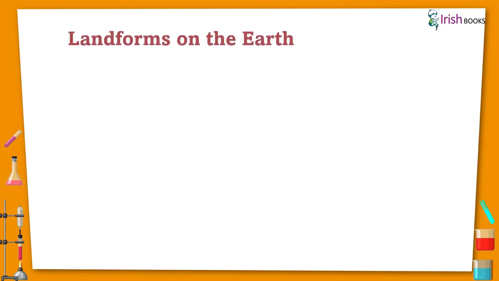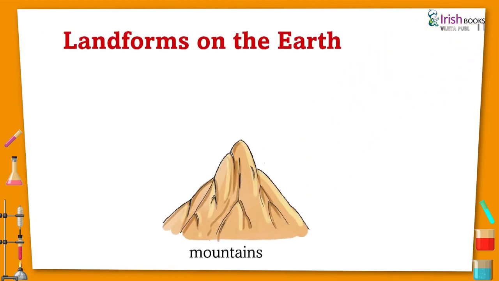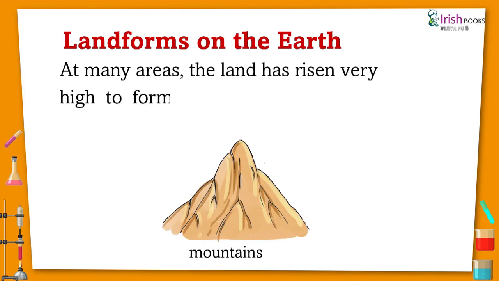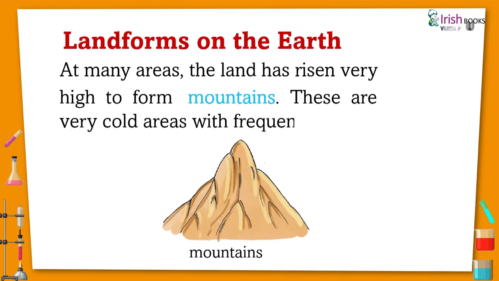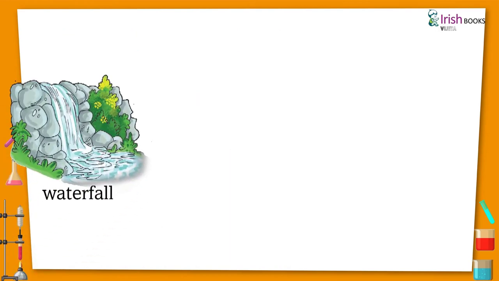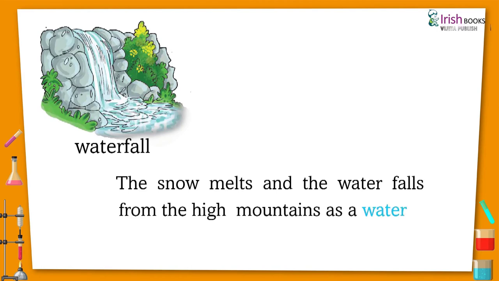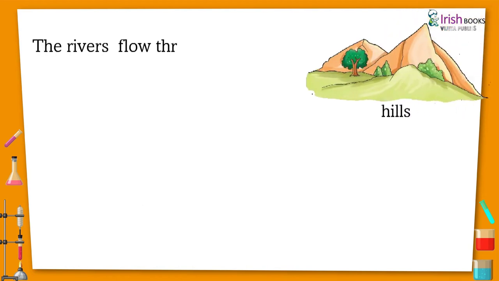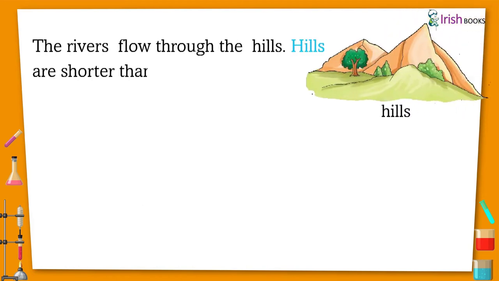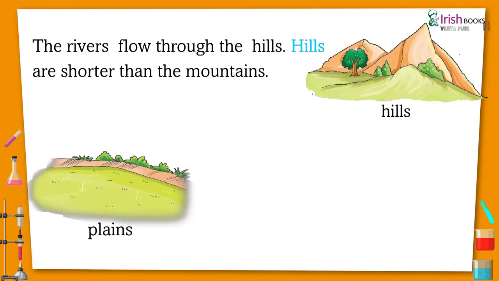Landforms on the Earth. At many areas, the land has risen very high to form mountains. These are very cold areas with frequent snowfall. The snow melts and water falls from the high mountains as a waterfall. The rivers flow through the hills. Hills are shorter than the mountains.